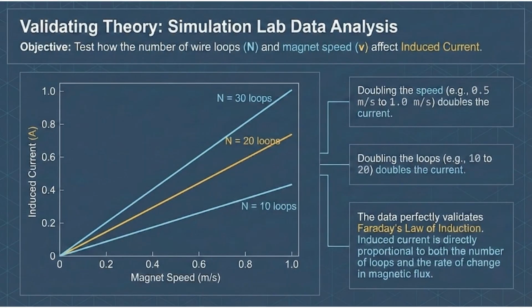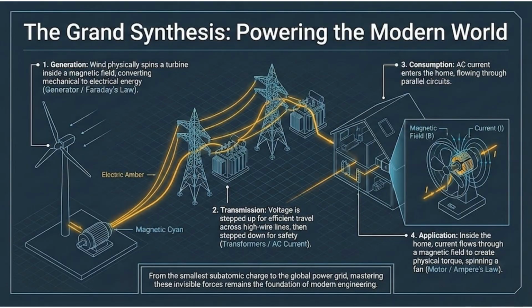Simulations help validate theory. Data analysis shows that induced current is directly proportional to both the number of wire loops and the rate of change in magnet speed. This perfectly validates Faraday's law of induction. The grand synthesis of electromagnetism powers the modern world, from energy generation via wind turbines to efficient transmission via transformers. Finally, it results in applications like fans within the home, utilizing motors and Ampere's law.